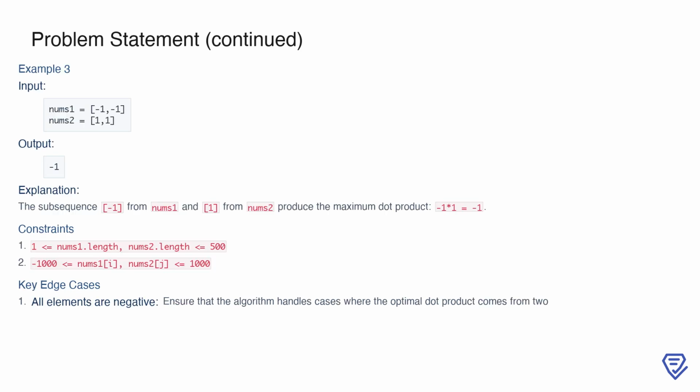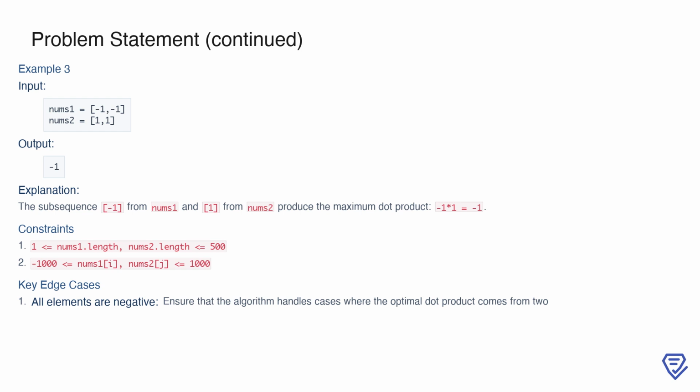In the third example, nums1 is -1, -1, and nums2 is 1, 1. The maximum dot product in this case is -1. This is achieved by taking the subsequences -1 from nums1 and 1 from nums2. When we calculate the dot product, it's simply -1 * 1, which gives -1.